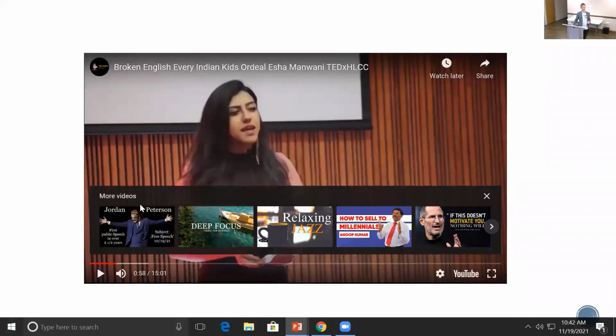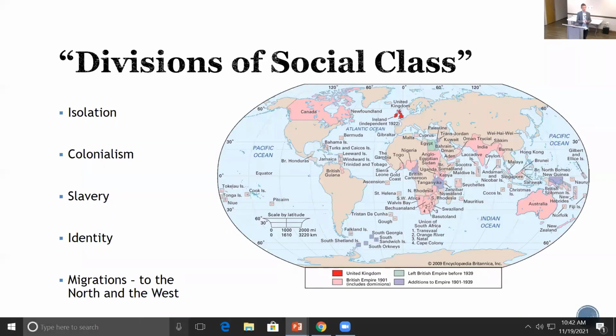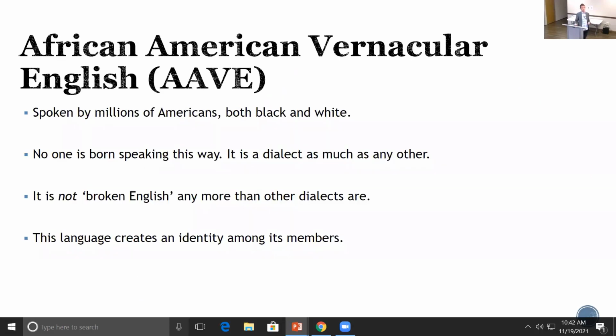Again, I want to jump forward here because I want to get to my point. These divisions of social class and these concepts are based on a history of the entire world and a history of colonization. And so these dialects that have emerged, these different varieties that have emerged, are a direct function of that. And we have much of this in the United States as well, which is really the purpose of the presentation that I want to do today.